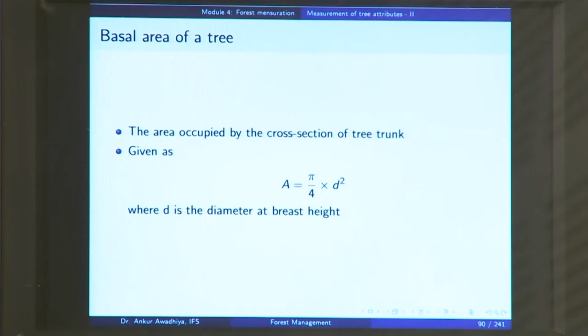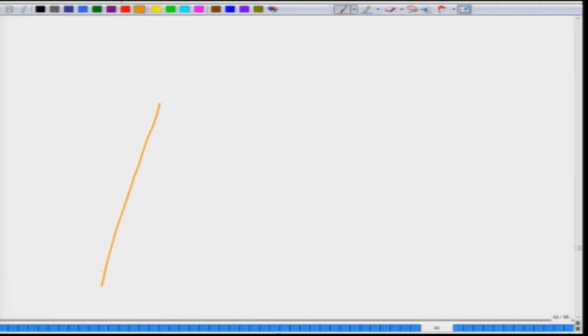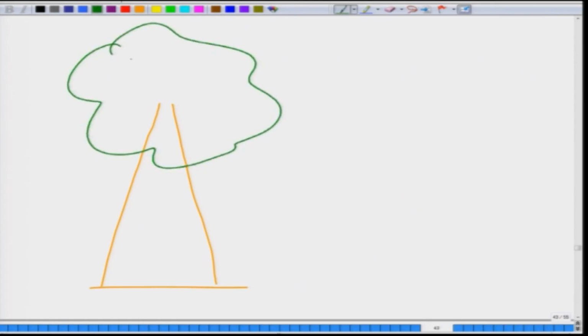Now, let us have a look at what is the basal area of a tree. So, we now know how to measure the diameter of a tree and how to measure the height of a tree. Now, the next thing that we require is the basal area. Why do we need the basal area? You have this tree, you know the value of the DBH, you know the height of the tree or the height of the bole that you are interested in. So, you know the value of capital H.